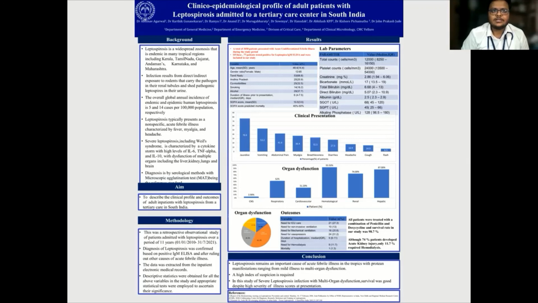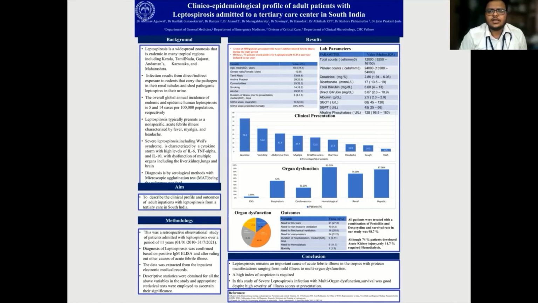All patients were treated with a combination of penicillin and doxycycline, and survival rate in our study was 98.7%, with only 1 death. In conclusion, in this study of severe leptospirosis infection with multi-organ dysfunction, survival was good, despite high severity of illness scores and predicted mortality of nearly 40 to 50% at presentation.